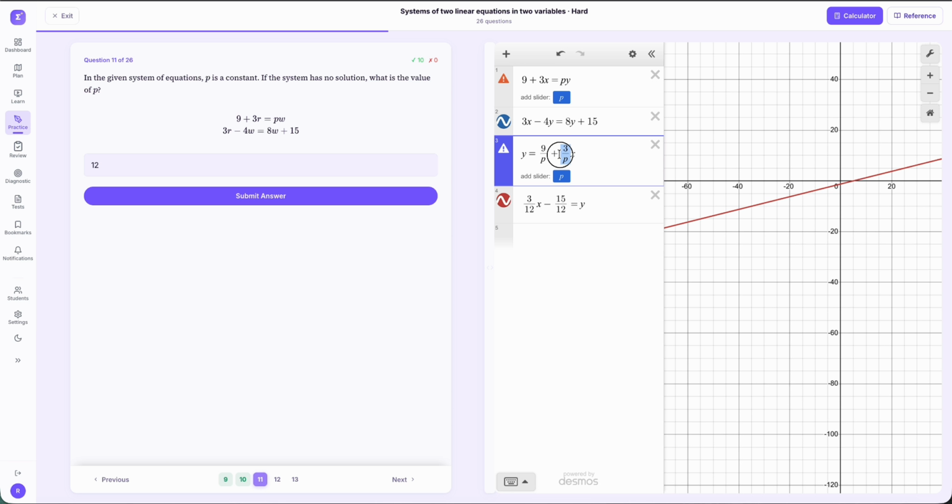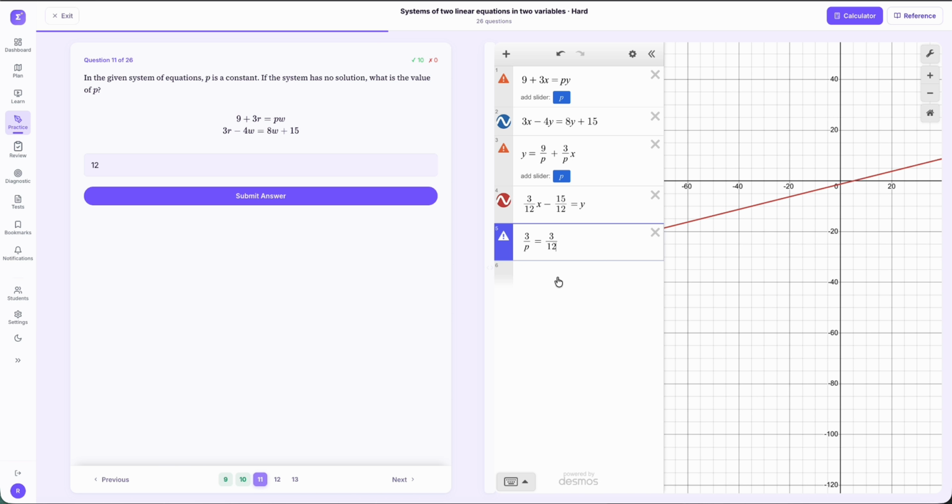These are my two equations. This is the slope of one, 3 over p. This is the slope of the other. So you see 3 over p has to equal 3 over 12. Well, yeah, that's why p is 12, right? So you can also solve it this way. The benefit of this is, you always get an answer.